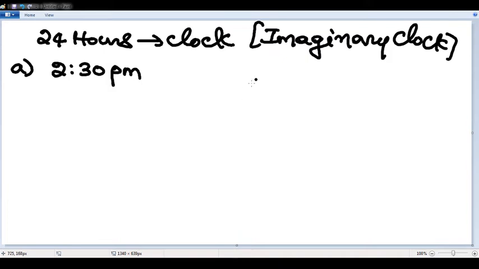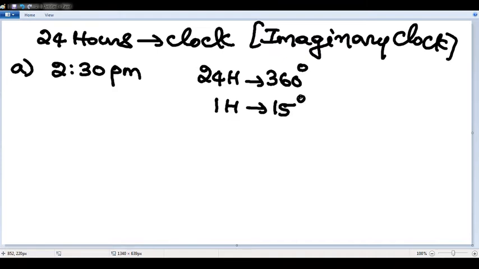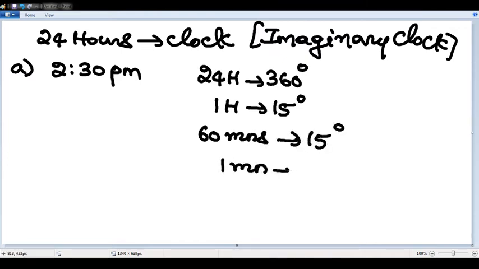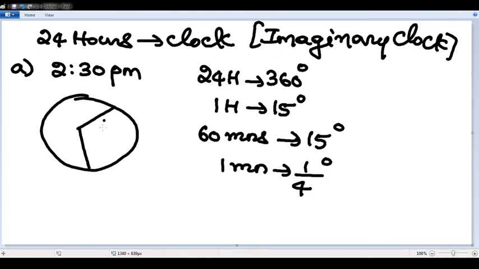2:30 p.m. Listen carefully. Total angle in a circle is 360 degrees. 24 hours is 360 degrees. 1 hour is nothing but 360 by 24, 15 degrees. 1 hour is 60 minutes. 60 minutes is 15 degrees. 1 minute it is 1/4 degree. Only change the premise, you can solve any problem that is present in imaginary clock. 2:30 p.m. So this is nothing but our hand is 2 o'clock, minutes hand is 6 o'clock.